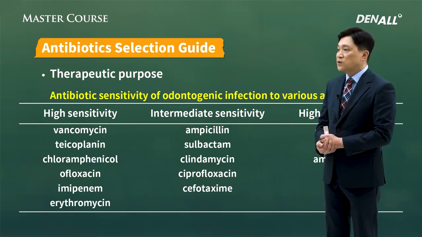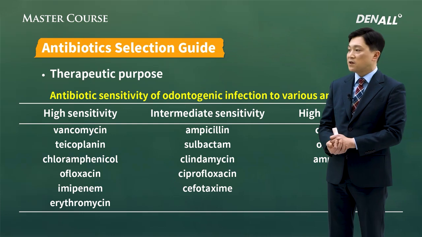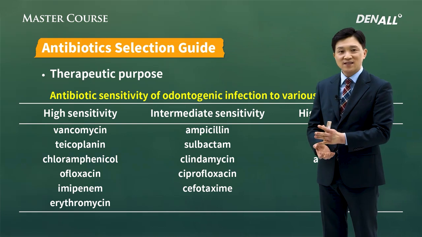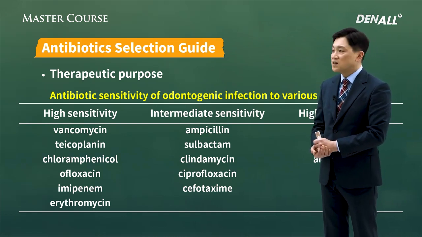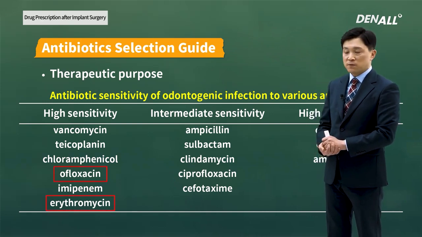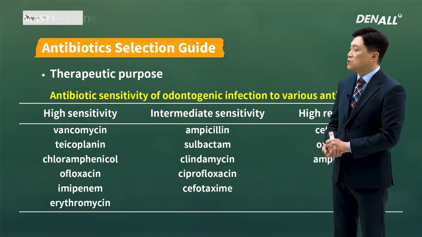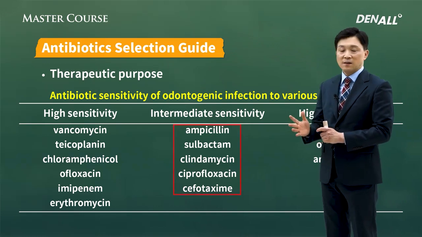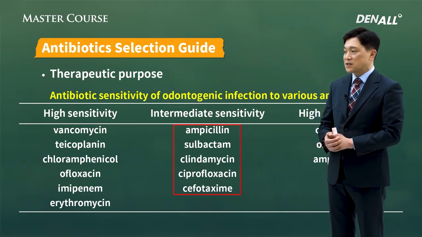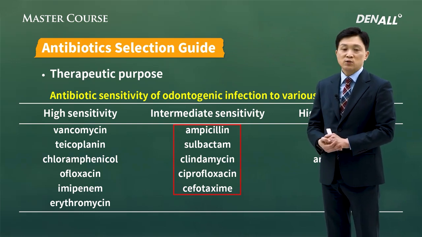The high sensitivity is in the first group: vancomycin, teicoplanin, chloramphenicol, ofloxacin, imipenem, and erythromycin. However, most of the antibiotics are not appropriate to use clinically. So clinically usable ones are ofloxacin and erythromycin in the quinolone family, and antibiotics with the intermediate sensitivity are ampicillin and sulbactam, clindamycin, ciprofloxacin, cefotaxime, a third generation cephalosporin. These antibiotics have intermediate sensitivity.